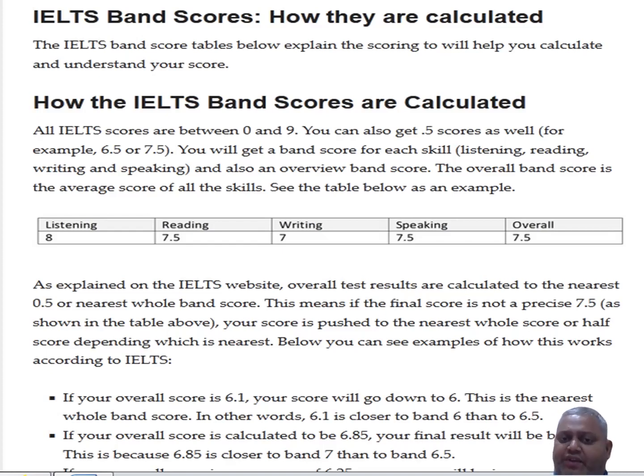You can read the entire document. If you have any question, please get back to me, because I don't want to elongate the video any further.